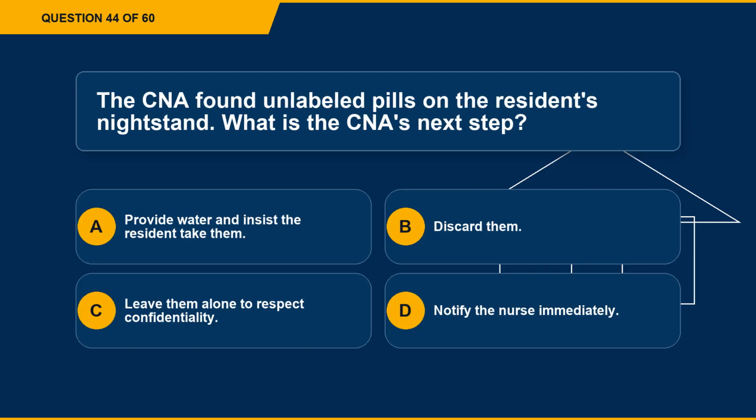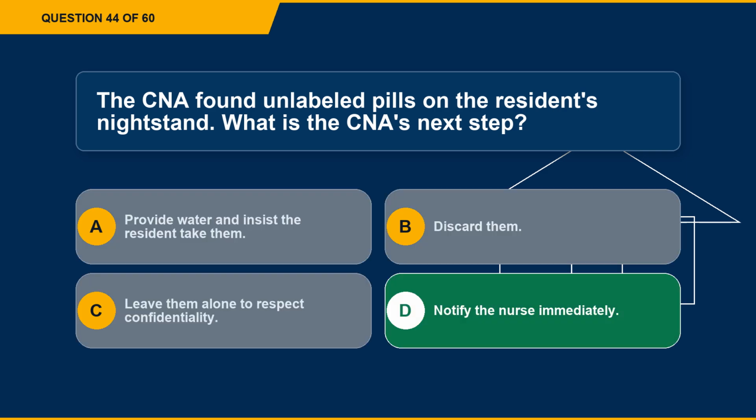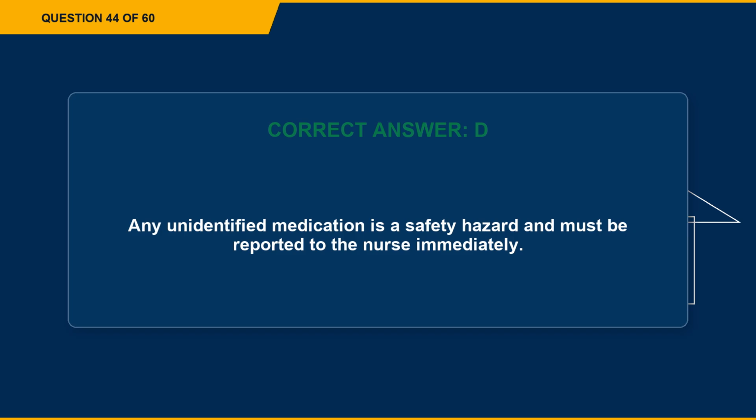Question 44. The CNA found unlabeled pills on the resident's nightstand. What is the CNA's next step? Option A, provide water and insist the resident take them. Option B, discard them. Option C, leave them alone to respect confidentiality. Option D, notify the nurse immediately. The correct answer is option D, notify the nurse immediately. Explanation. Any unidentified medication is a safety hazard and must be reported to the nurse immediately.